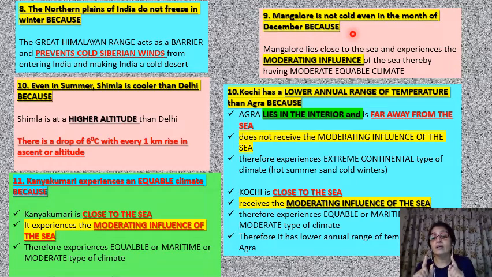So I am near where? I am near the sea to have equable climate. Mangalore lies close to the sea and experiences the moderating influence of the sea, thereby having moderate equable climate.